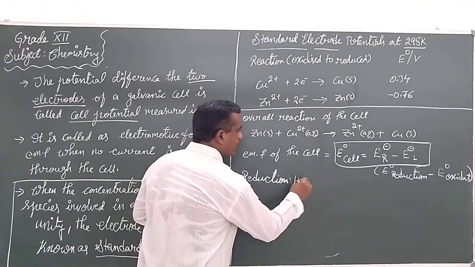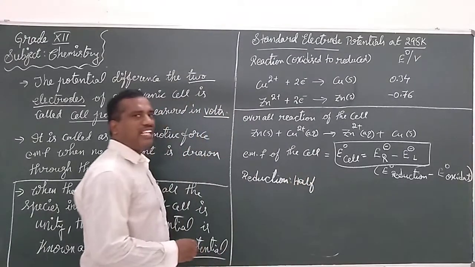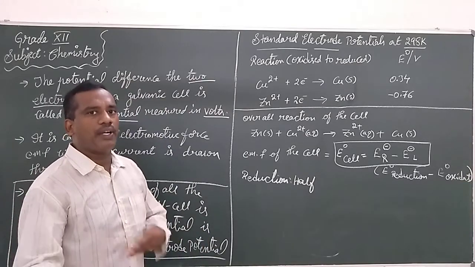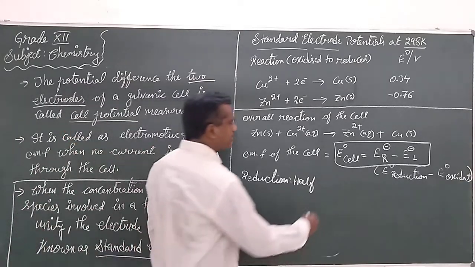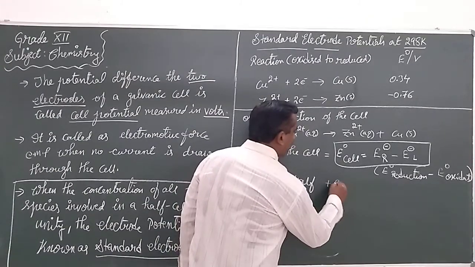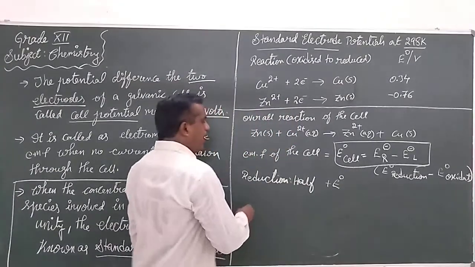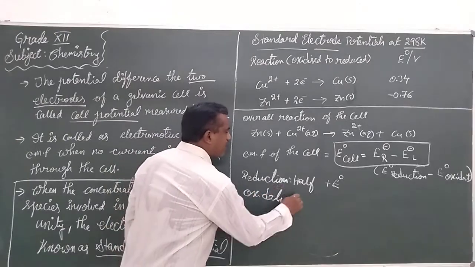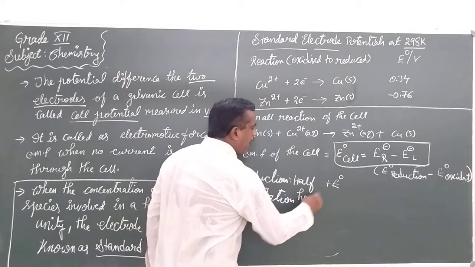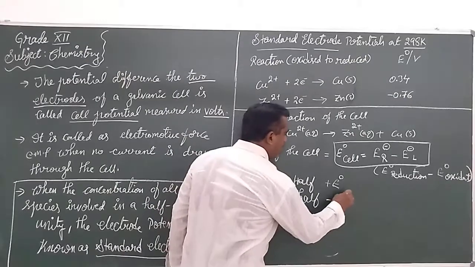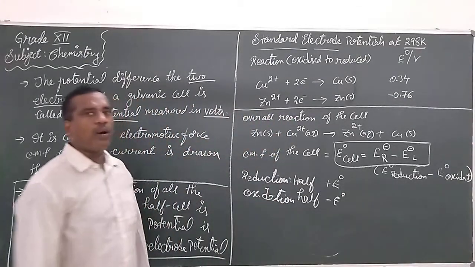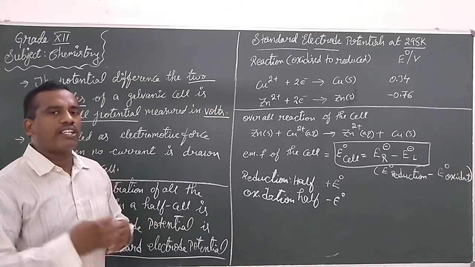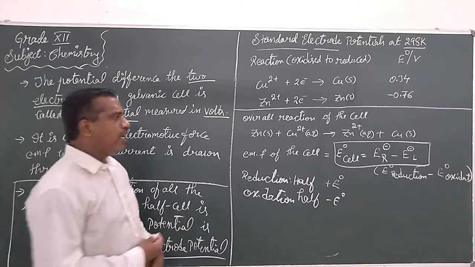one which has the positive electrode potential. And every time the oxidation half cell will have a negative electrode potential. By this we can solve any of the bits whenever the clue is given there.